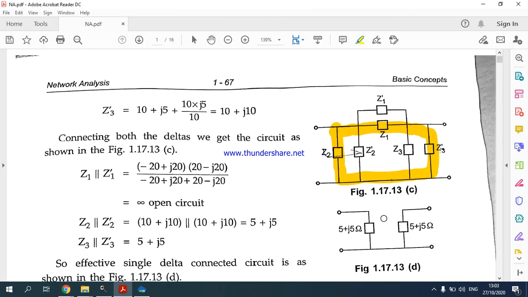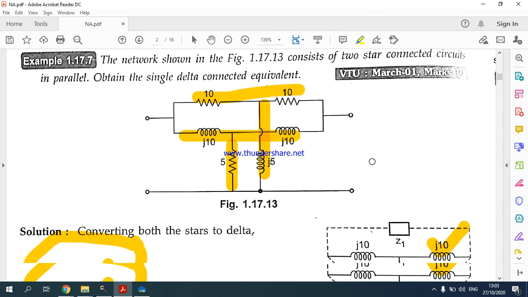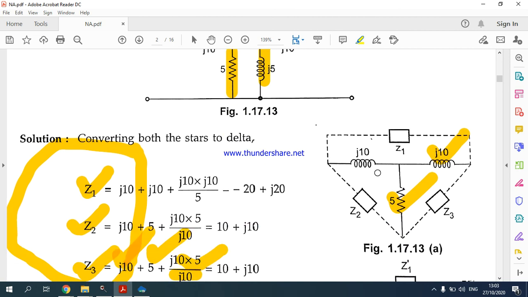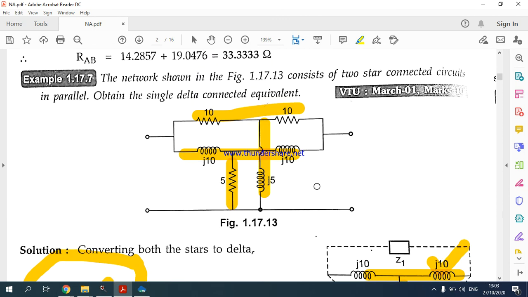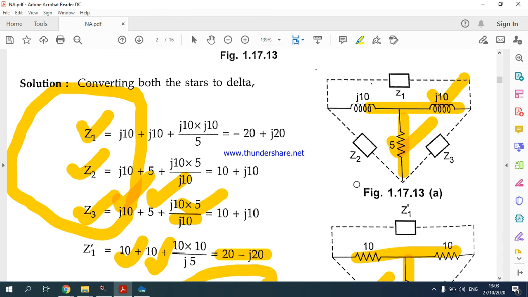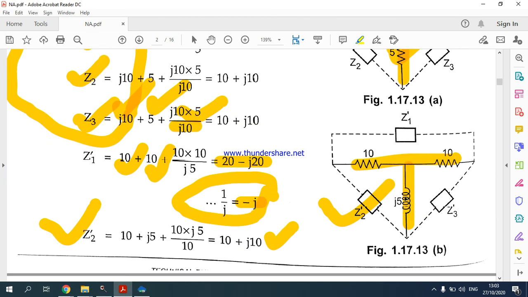And I have another. Actually, in this problem, you have two T connections, right? Here, this is one T and this is another T. First T I have converted, I got T to delta. Next T I have converted from T to delta like this. I have got two delta connections.